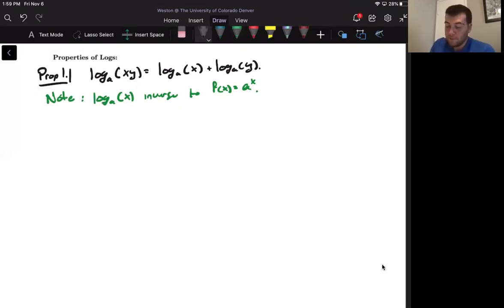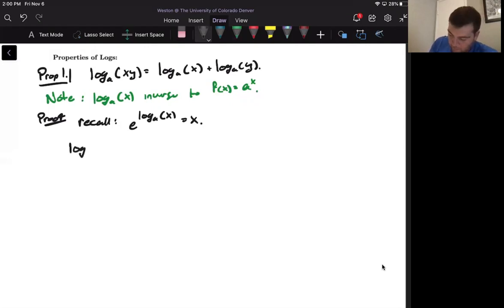And we'll do a small proof. We'll call it a proof, but it's mostly just a computation. So we'll start with a recall. If we do a to the log a of x, this function, that's just the function that does nothing. So if we apply this to an equation, we didn't do anything at all. So we'll take log a of x plus log a of y.